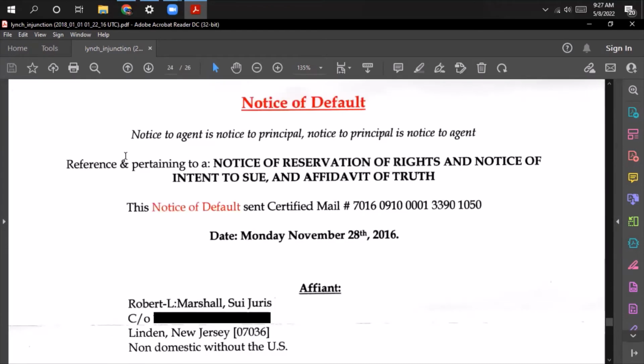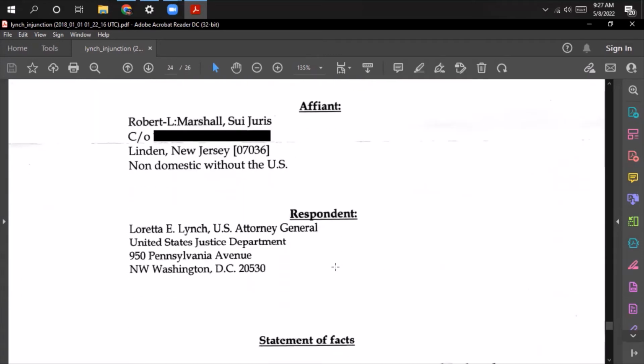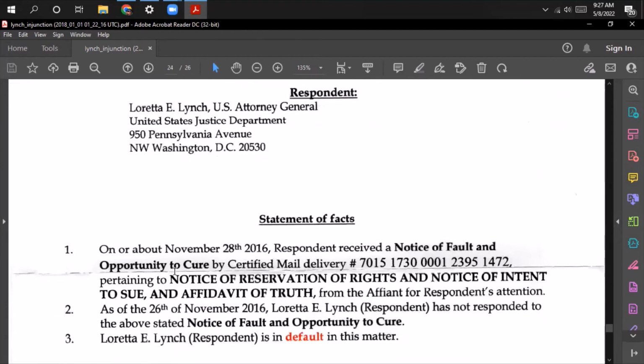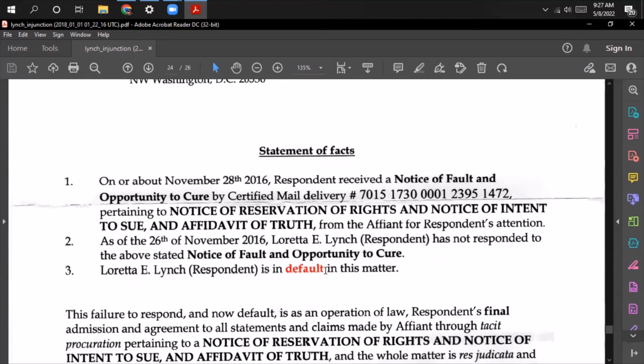So again, notice that statement goes with everything I send out. This is a notice of reservation of rights, notice of intent to sue, the affidavit of truth. This was sent on that day because they didn't respond. And this is me breaking down what happened. We sent it, you didn't answer, yada, yada, yada, and you're in default.